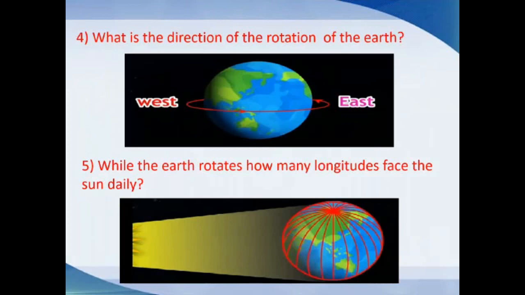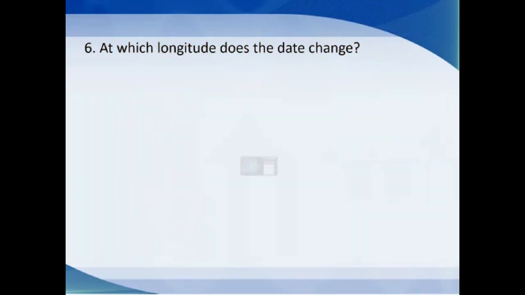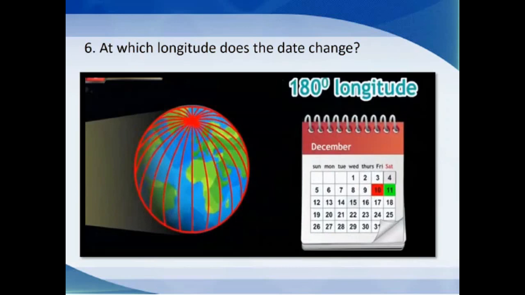Fourth question. What is the direction of the rotation of the earth? The direction of the rotation of the earth is from west to east. Fifth question. While the earth rotates, how many longitudes face the sun daily? While the earth rotates, 360 longitudes face the sun daily. Sixth question. At which longitude does the date change? The date changes at 180-degree longitude.